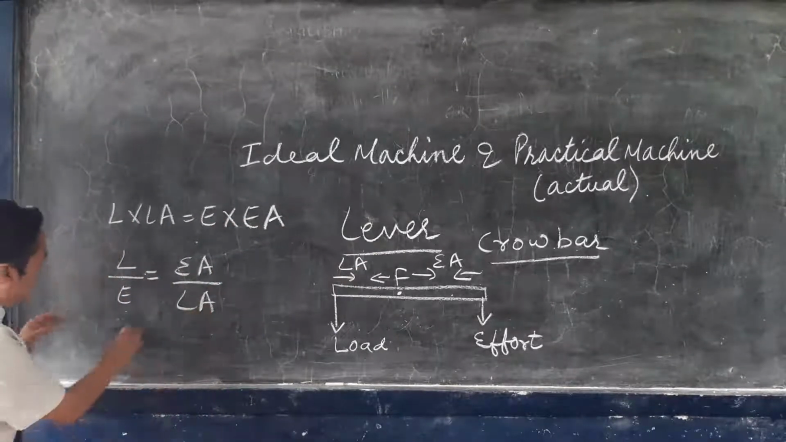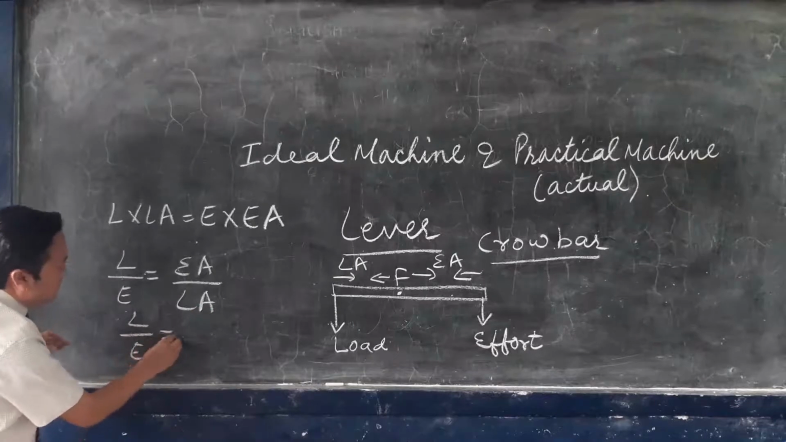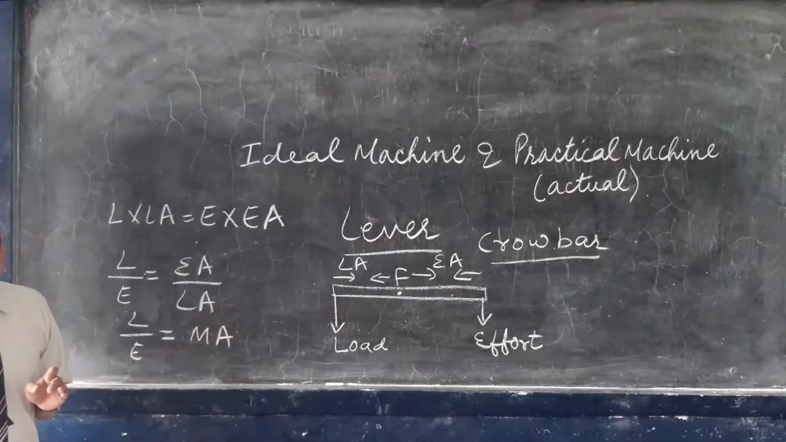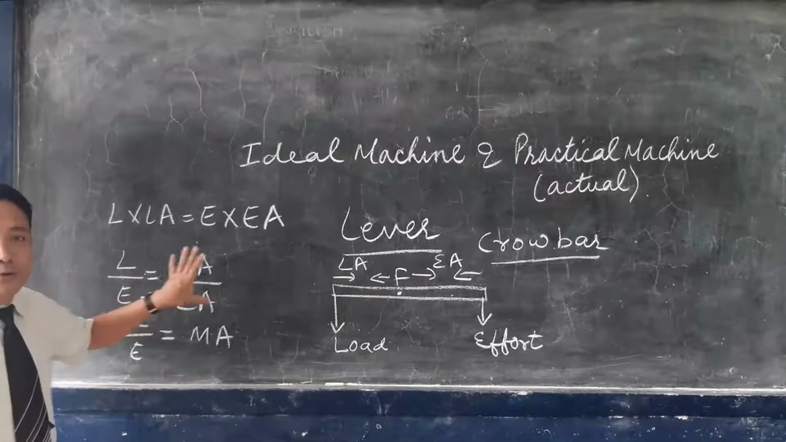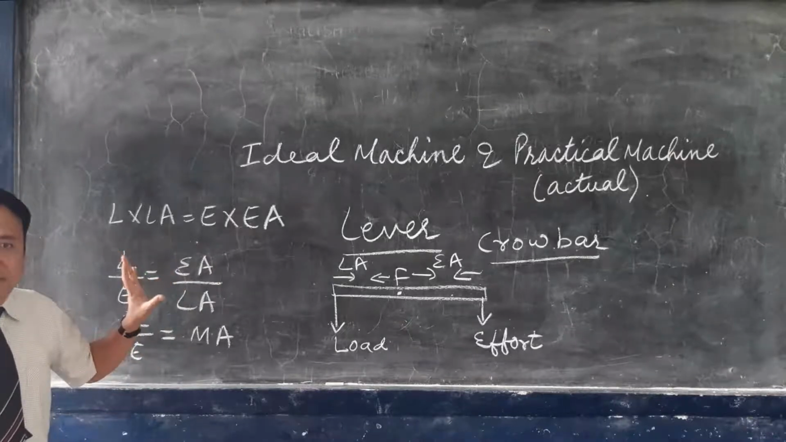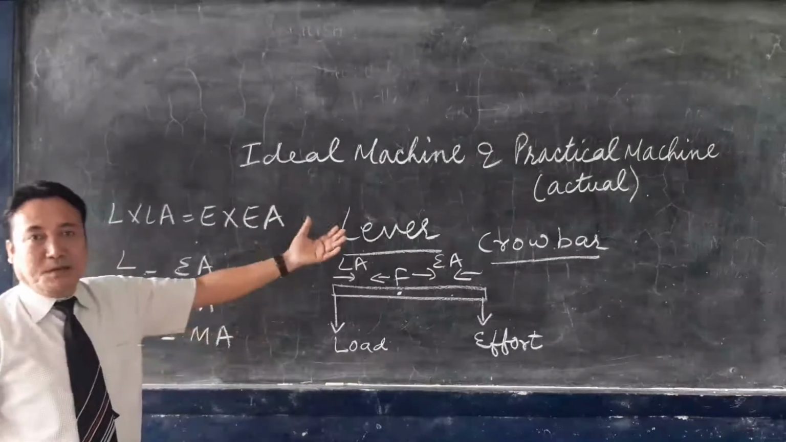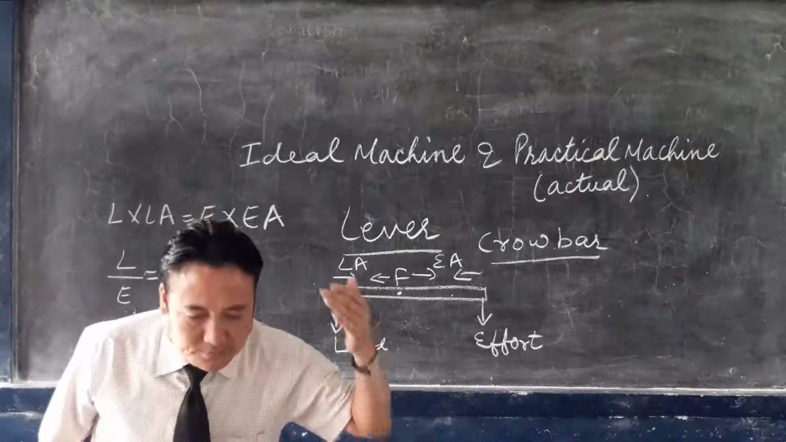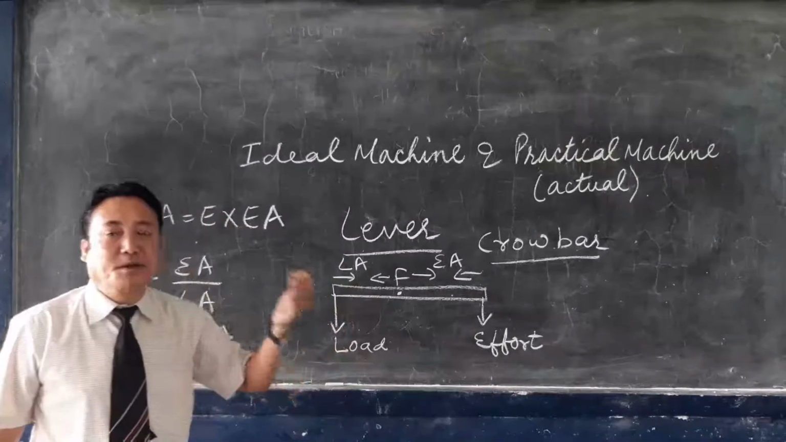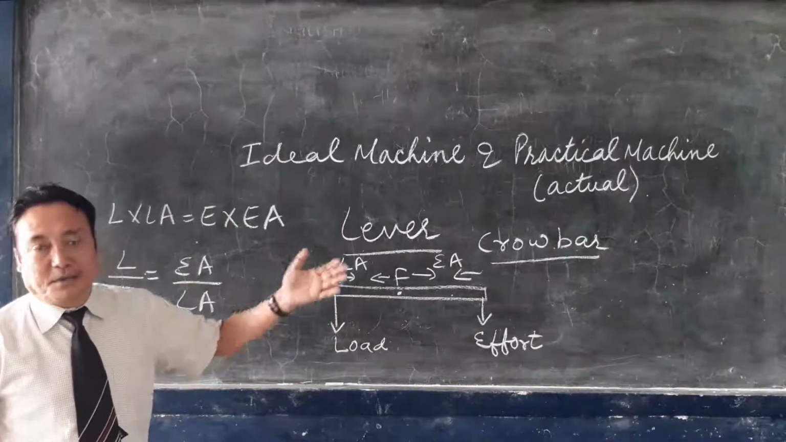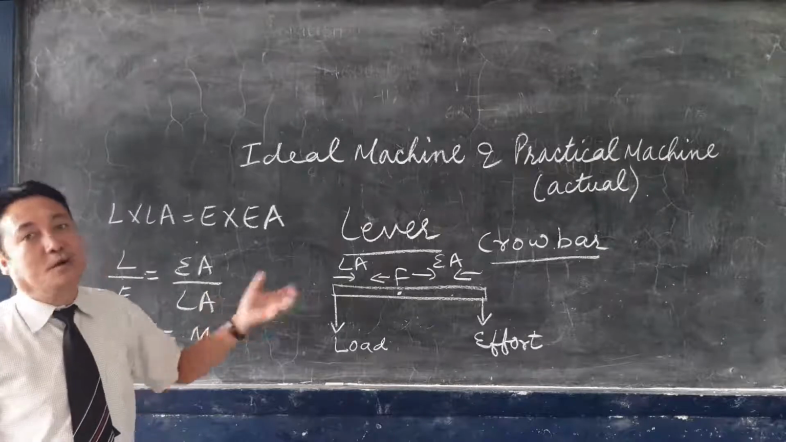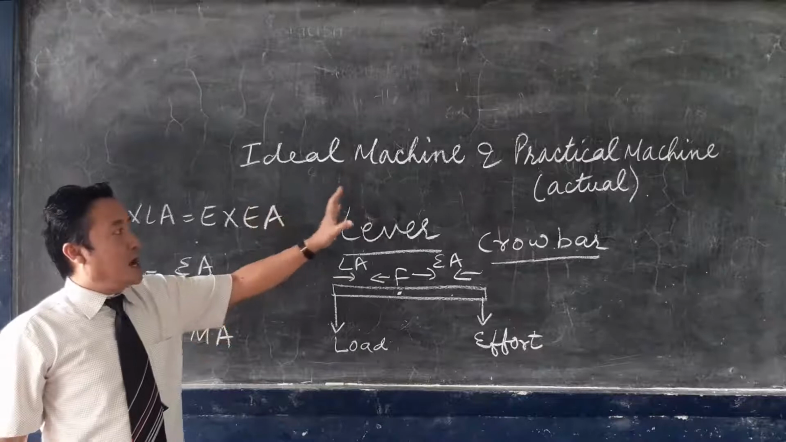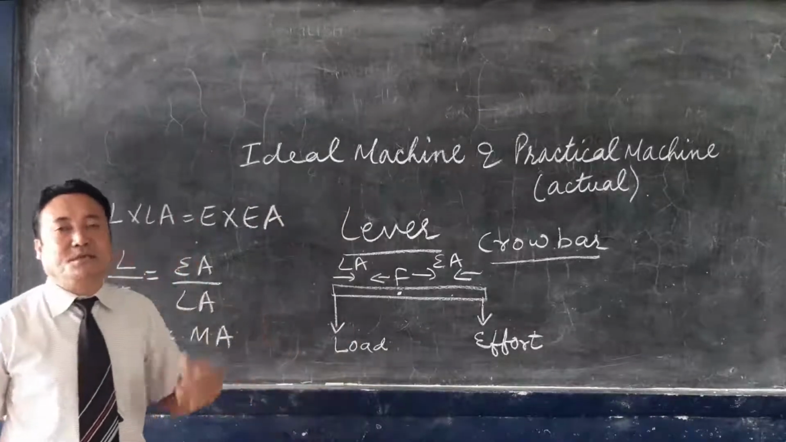Okay, so therefore load upon effort is equal to effort arm over load arm, which is equivalent to mechanical advantage. So effort arm divided by load arm is equal to mechanical advantage. This is the principle of lever, and depending upon the principle of lever, the lever can be balanced, depending upon the distance of the effort arm and the load arm, and also the force which you will apply. Understood? So this is about the ideal machine, the practical machine and the principle of lever.